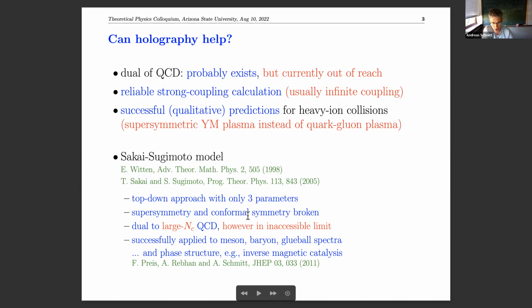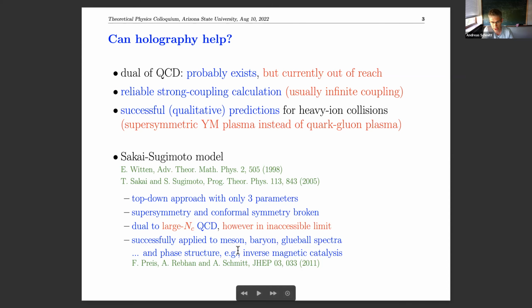We do break supersymmetry and conformal symmetry, so we get closer to QCD, and indeed there's some limit in which this model is dual to at least lattice QCD. However, that's not the limit in which we can calculate. And originally this has been applied in the vacuum, so for meson spectra, baryon spectra, also glueball spectra.